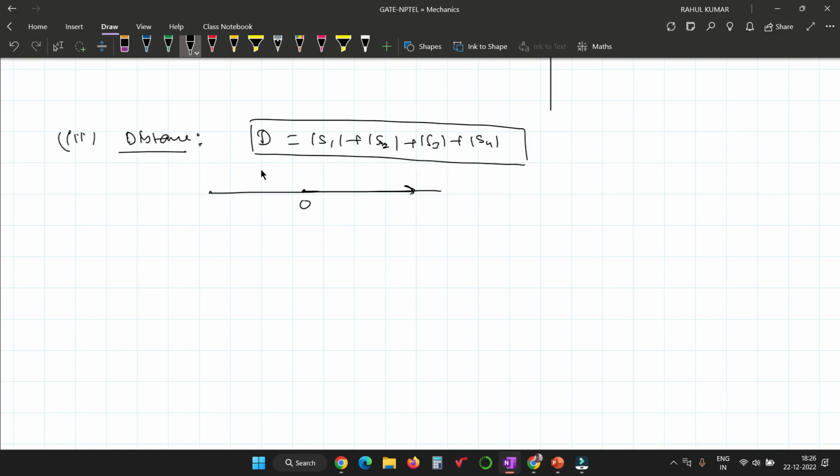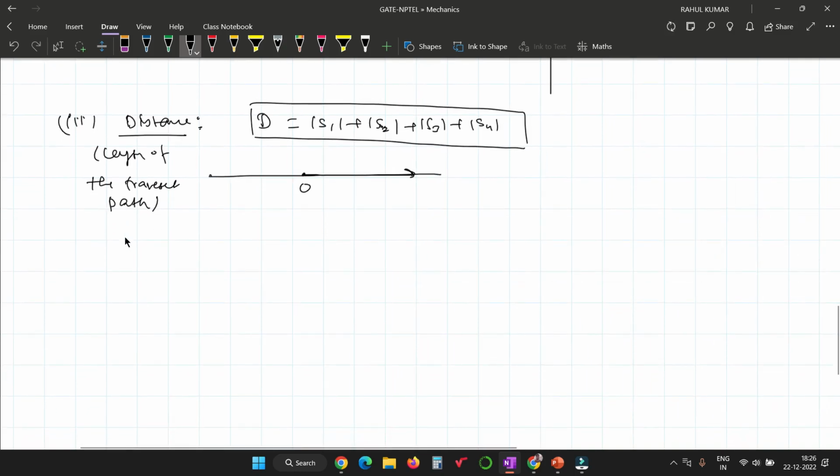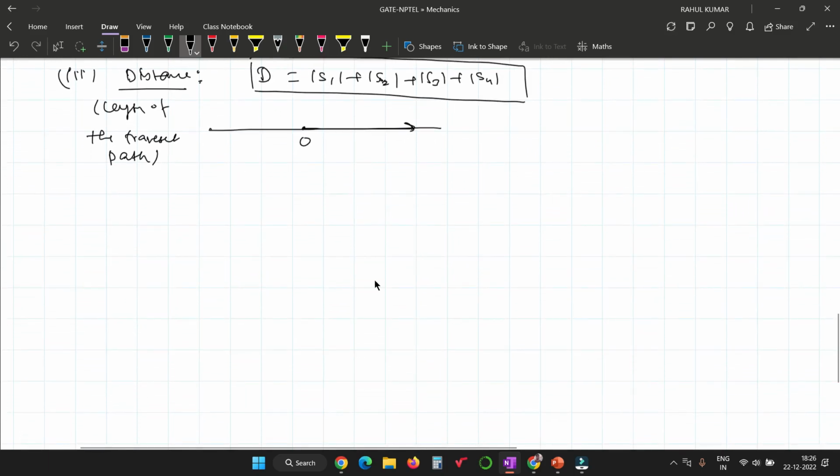Okay, so distance is nothing but the length of the traversed path. So that is the distance. Since I am talking about rectilinear motion, that's why I am saying it like this. But if the motion is curvilinear, then the distance is nothing but the arc length, I mean the length of each arc at different intervals of time. Okay, so this is the distance.